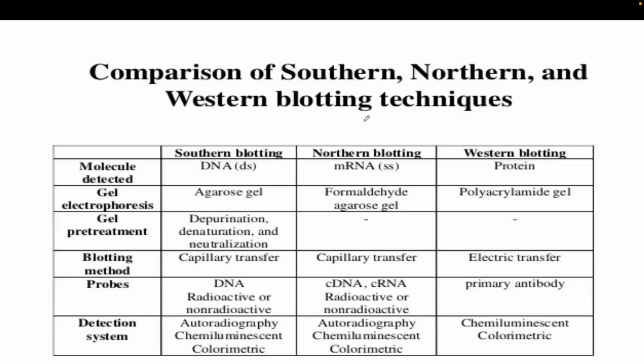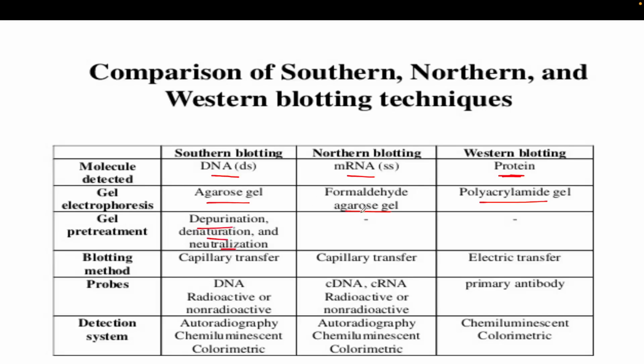Now here is a comparison of the southern, northern and western blot techniques. Southern blotting is for DNA molecules, northern blotting is for mRNA molecules, and western blotting is for protein molecules. The gel electrophoresis for southern is agarose gel, for northern it is formaldehyde agarose gel, and for western it is polyacrylamide gel. Gel pre-treatment, meaning before running the gel, involves depurination, denaturation and neutralization.